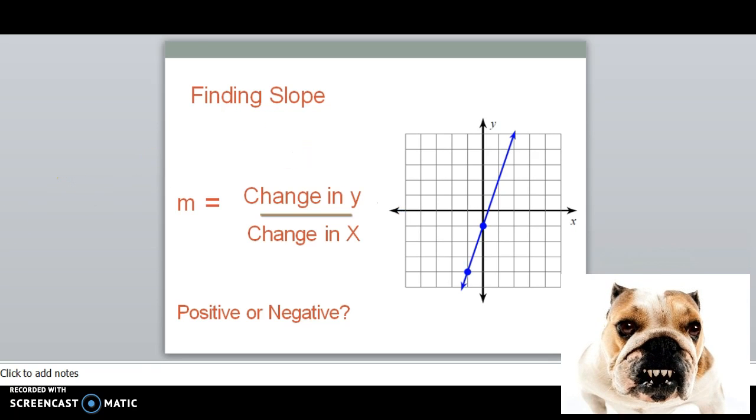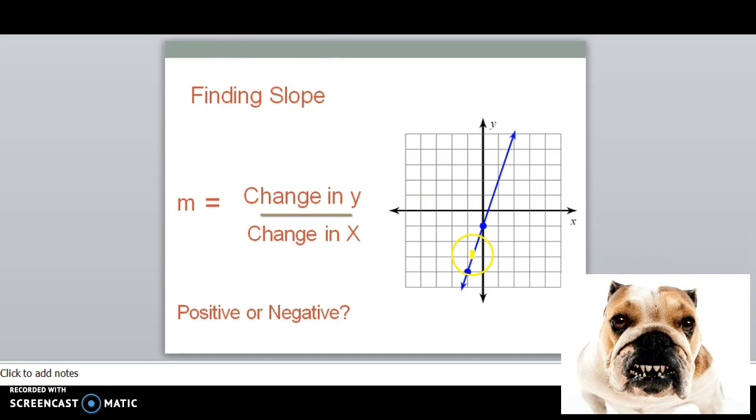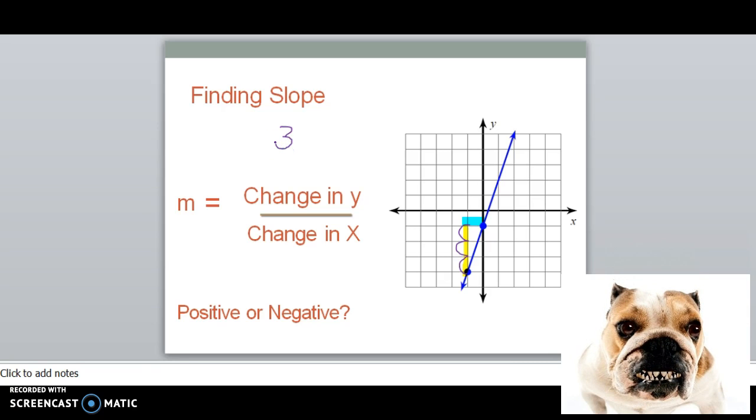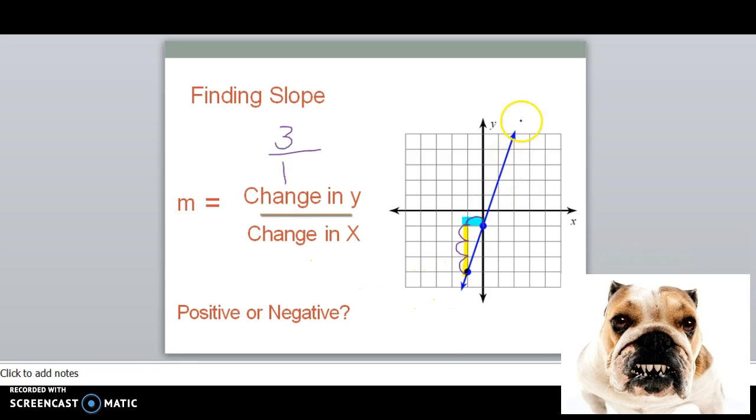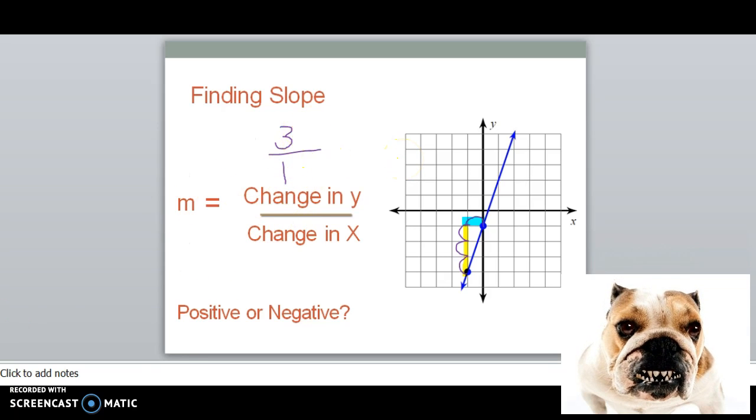Let's look at another example. Sometimes students like to use color coding. So my rise might be one color, and my run is going to be another color. My change in y is my rise. So I'm going to rise 1, 2, 3. And I'm going to run 1. Therefore, my slope is 3 over 1. And if I read it from left to right, I see it goes up. Therefore, it's a positive slope. So I'm going to leave it as is.